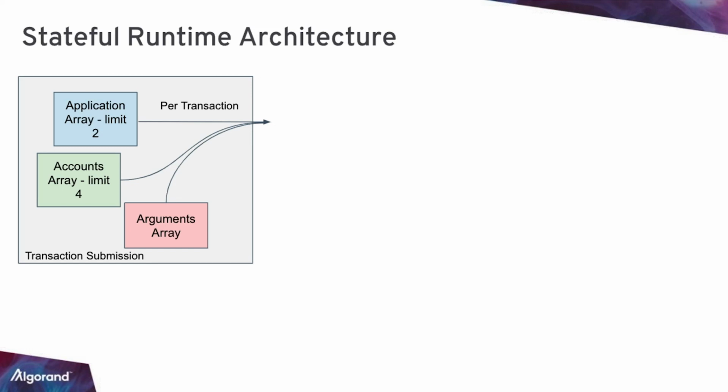And then we can also pass in this thing called an accounts array. What this allows me to do is, every stateful smart contract can access up to 5 accounts: the sender of a transaction plus 4 additional accounts. What they can do is look up things like your local state for a particular contract, your balance, your asset balance, any of that. So anytime you want to reference another account's values, you have to pass those accounts in the transaction.